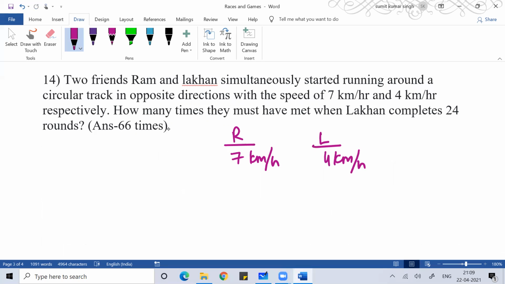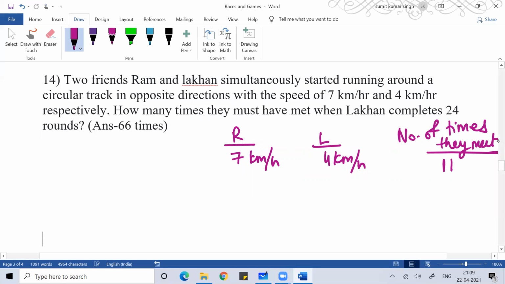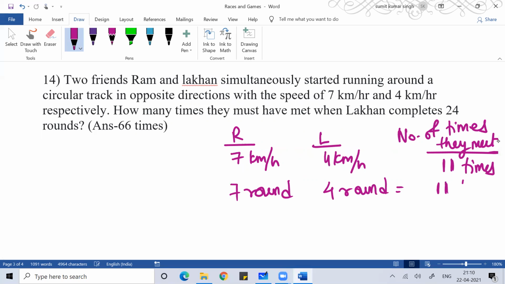When Ram has covered 7 rounds and Lakshman has covered 4 rounds, the number of times they meet will be 11 times. You can easily understand this when the ratio of the speeds is 7:4. Because they're running in opposite directions, they meet 11 times.